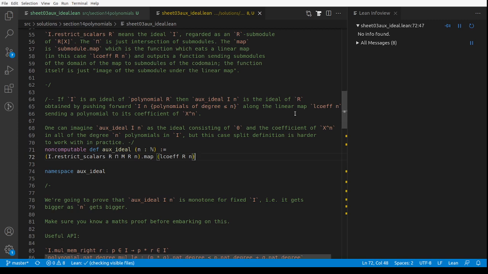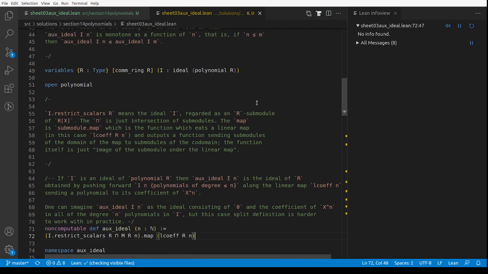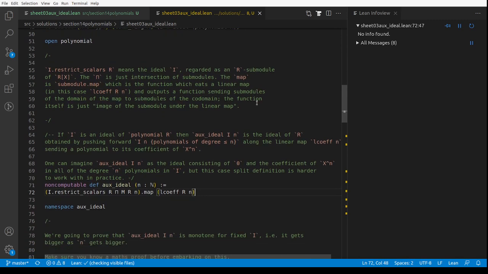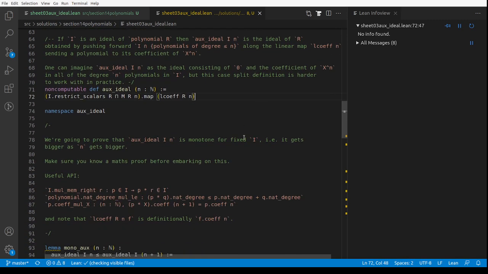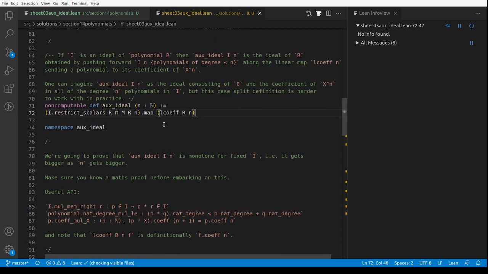Hi, this is the solutions to sheet 3 of section 14 polynomials in my Formalising mathematics course. We're on the way to proving the Hilbert Basis Theorem. So on the way we define something called Orc's ideal IN.